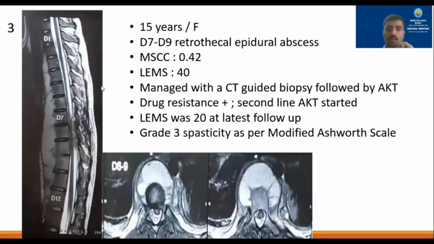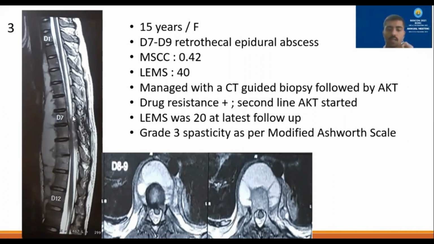This is the only case in our study which showed a worsening of the neurology. She was a 15-year-old female. Though she had an anterior subligamentous collection from D2 to L1, it was the posterior D7 to D9 epidural abscess which was causing the cord compression. She had a MSCC of 0.42. The LEMS was 40. The patient was managed with a CT-guided biopsy followed by AKT.